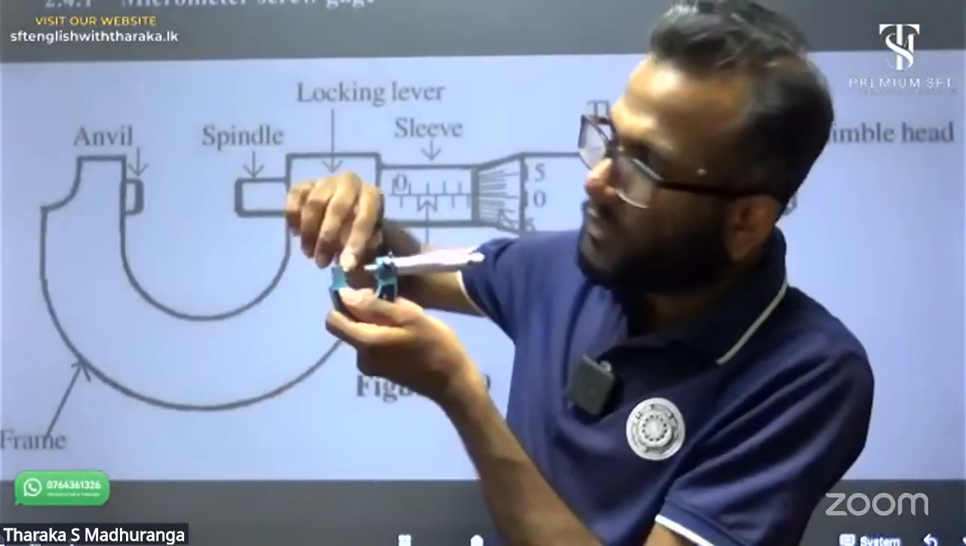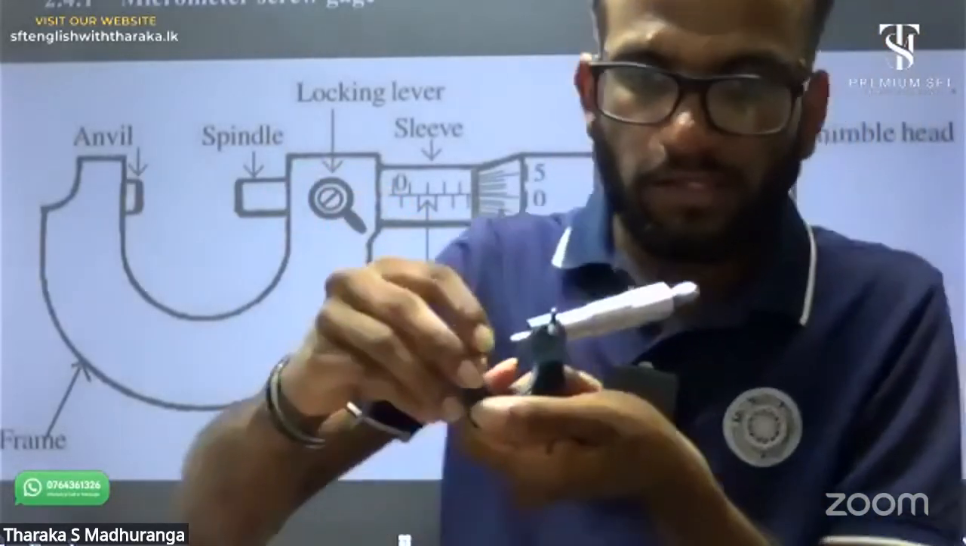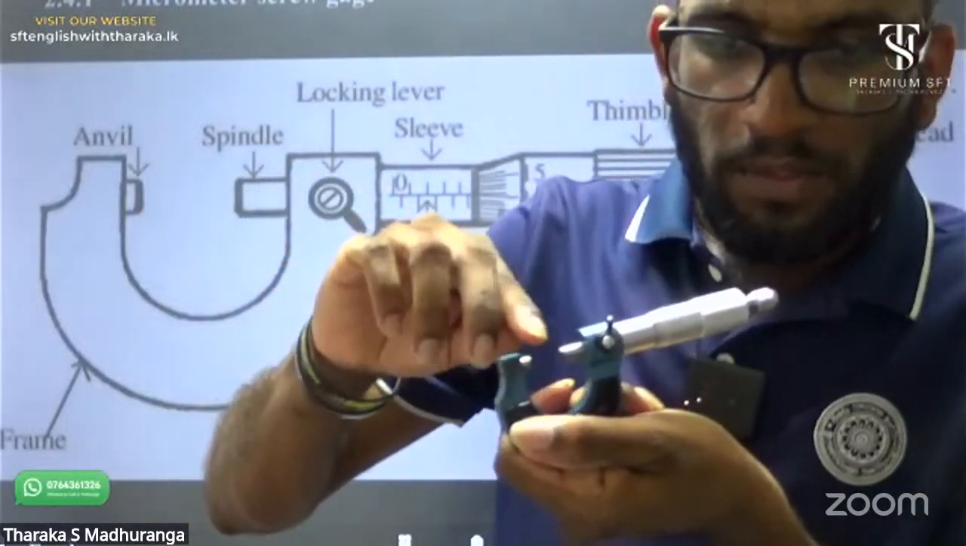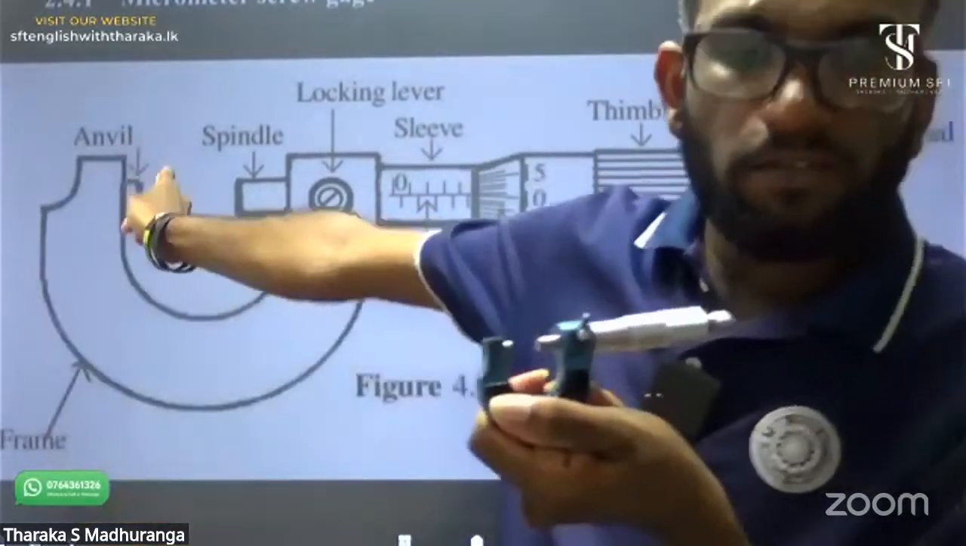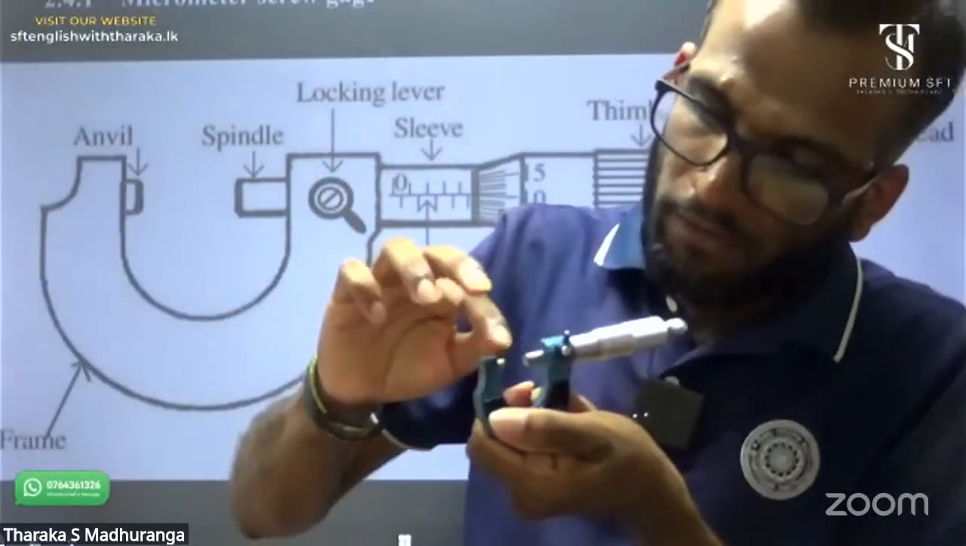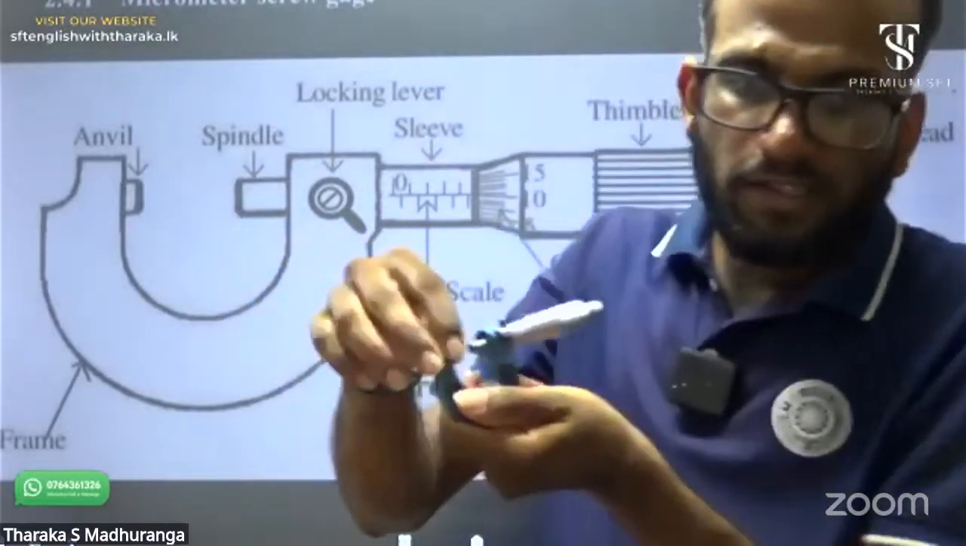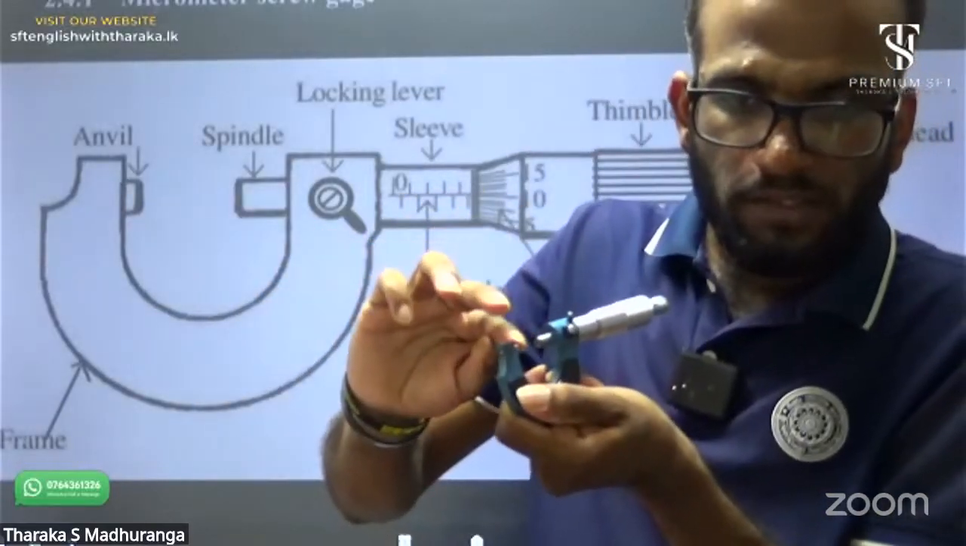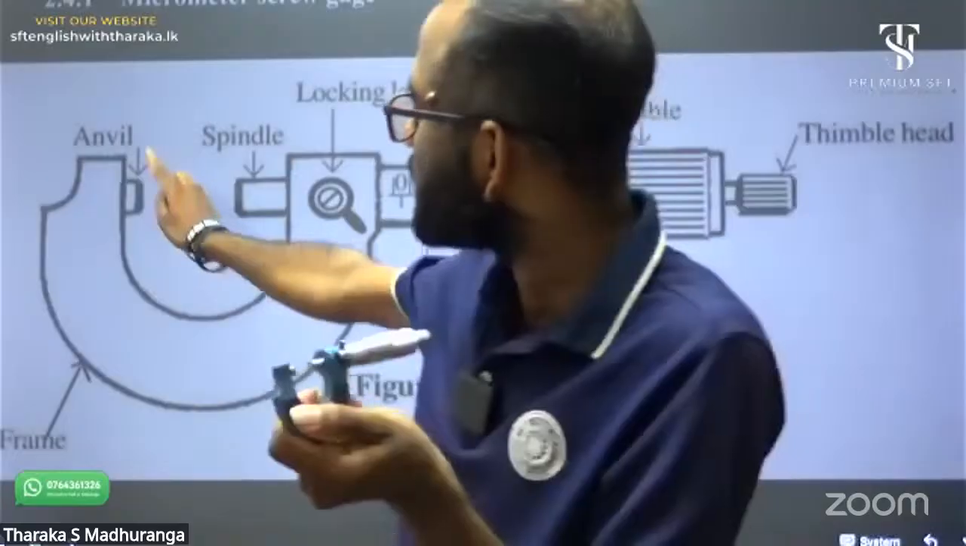Then what is the name of this part? Can you see this part? That part we call the anvil. A-N-V-I-L. Anvil. It is a fixed part. We can't move this. It's a fixed part. This is the anvil.